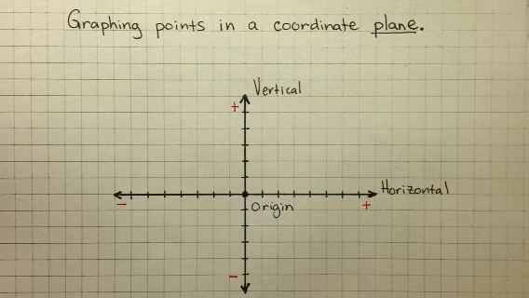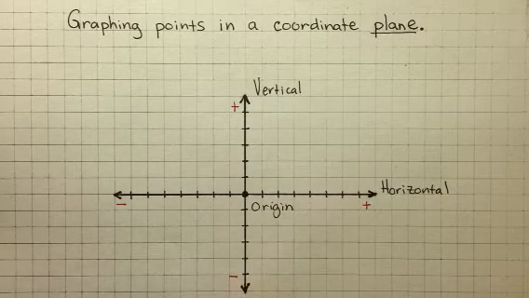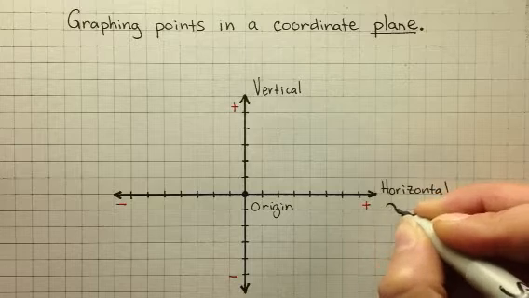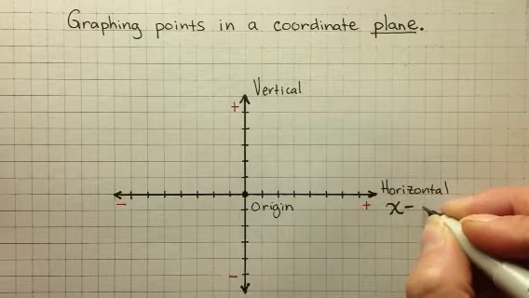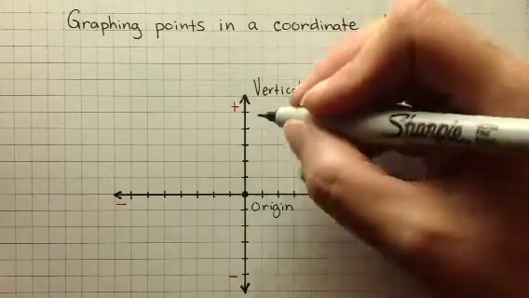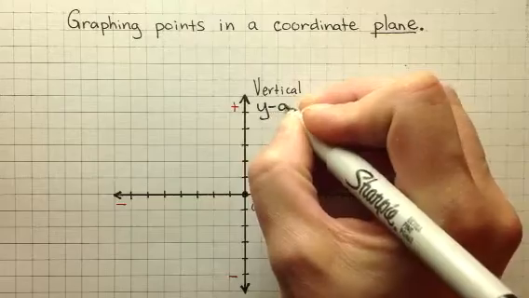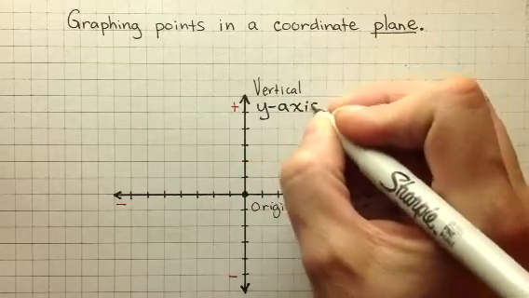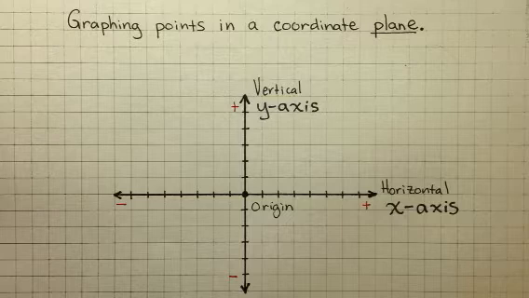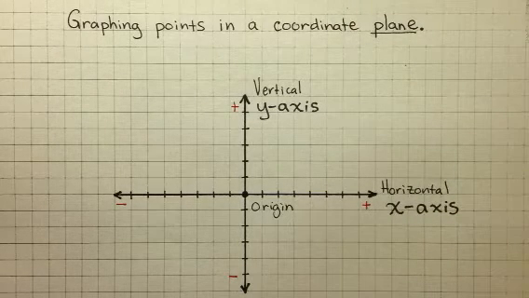What's new to us here is that these axes are going to have names, and it's really important that you know which is which. The horizontal axis is called your x-axis, and your vertical axis is called your y-axis. And we need to know which is which so that we can graph points and find points and label points, and tell somebody else how to find a point.